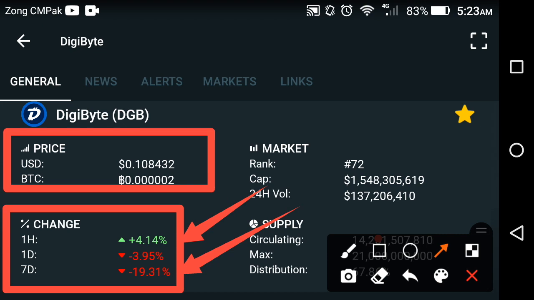So absolutely it's bad news, but here is surprising news for all of you, because in the last 1 hour, at this time, they started moving upwards. So it's good news for all Digibyte holders, friends.